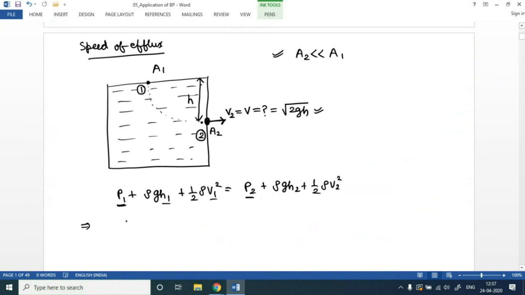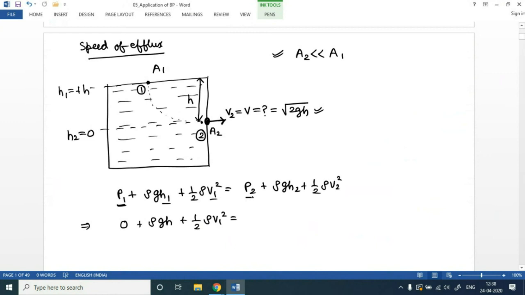So the gauge pressure at 1 is going to be equal to 0. And let's say this level of height is h2 equal to 0, the reference we have assigned. In that case, h1 will be equal to plus h. So this would be rho g h plus half rho v1 square, you can write.